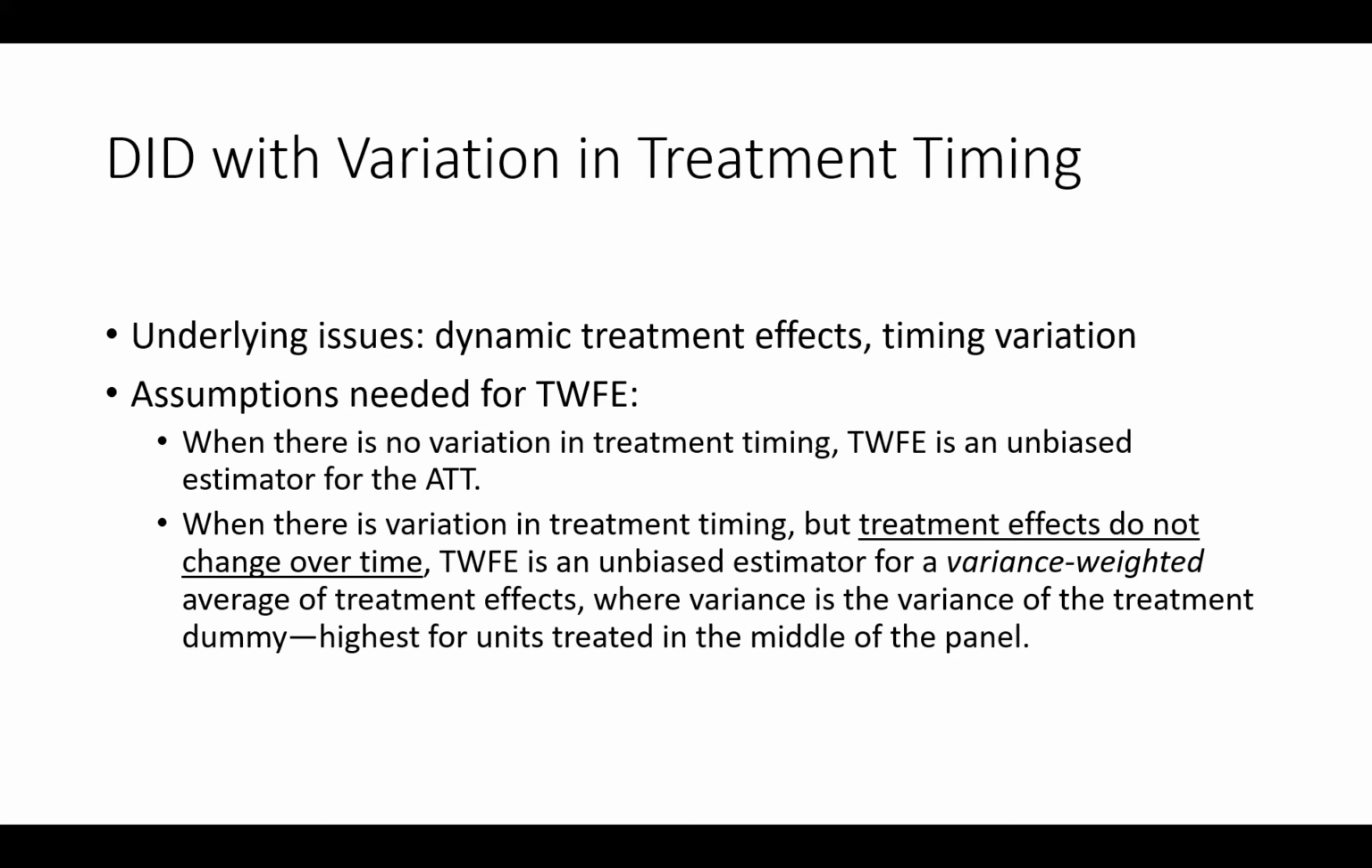Rather than being the average treatment effect on the treated, it's a variance weighted average of the treatment effects. So you don't average it by just summing up all the treatment effects and dividing by the number of units. Instead, you get an average weighted by the variance of the treatment variable, which is a binary variable. And that weight is highest when that binary variable has the highest variance, which is closer to the middle of the sample. Because for binary variables, variance is highest when their probability equals 0.5 and gets lower as you get closer to 0 or 1.